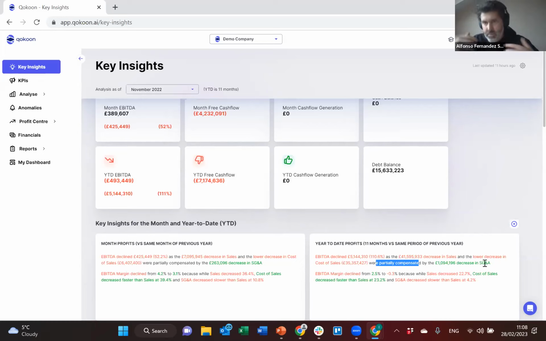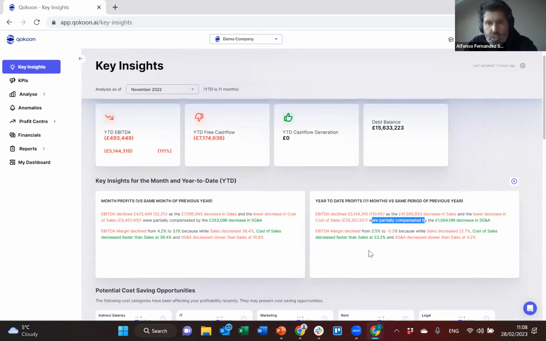These are the sentences, they're telling you things. Now, what we will be able to do when we come to the analyze section, we will be able to drill down and analyze sales, cost of sales, and SG&A and see the why. Now, I wanted our sentences to speak like humans. That's why you see here we're partially compensated, because if the sentence has to say we're completely offset or etc., and then we reorganize and we say this is what's affecting what.